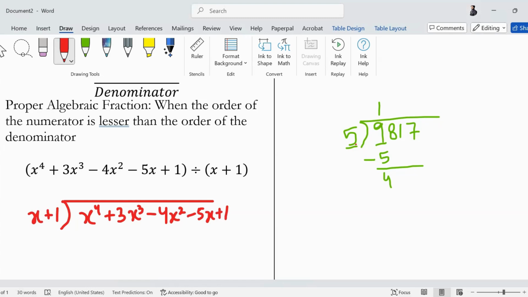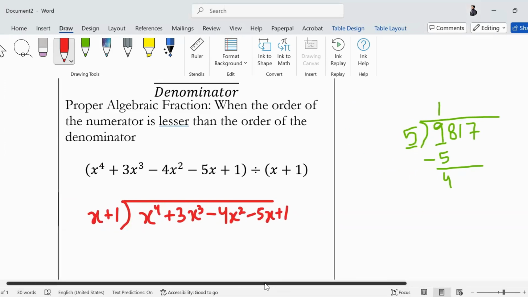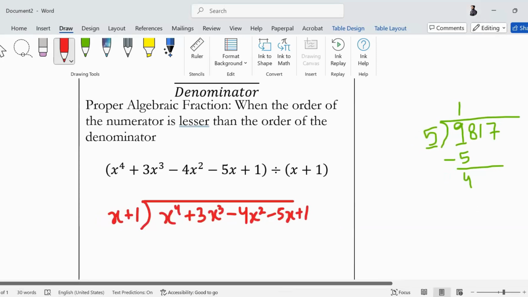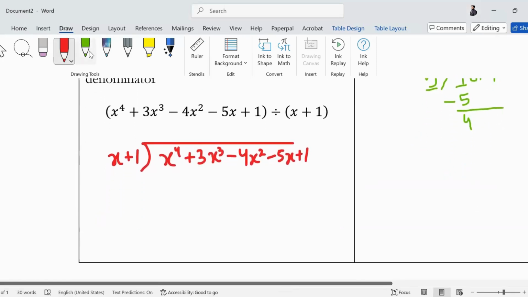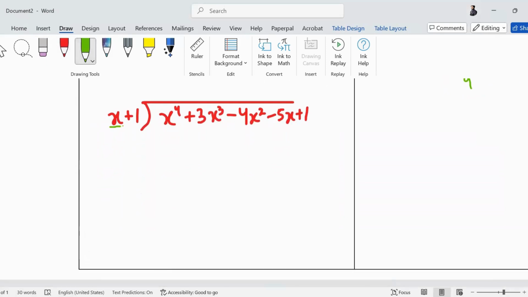Just like the numeric one, we were not focusing on the entire number. We were just keeping in focus 5 and the first digit. Similarly, in the algebraic one as well, we will not focus on the entire thing. We will only focus on the highest powers of the variable. What will we focus on? The highest power of the variable. Let's see this. I will only focus on this x and this x. What do I need to multiply this particular x with to make it x to the power 4?